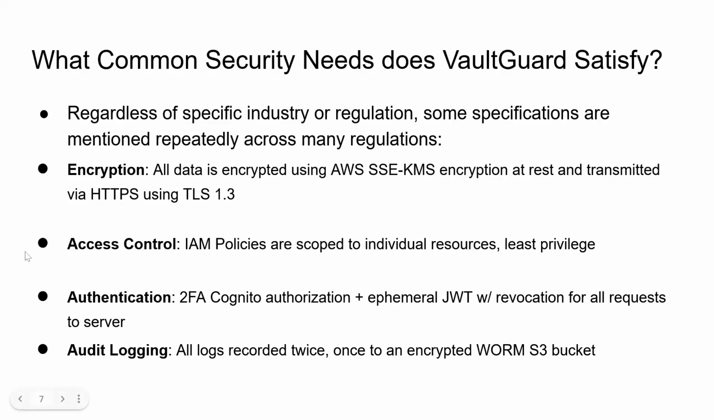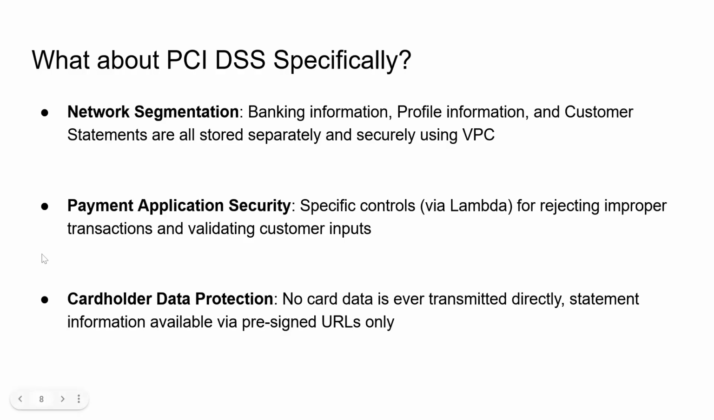Authentication: two-factor Cognito authentication is used to log into the service and get a JSON Web Token, and then a Cognito authorizer is used to actually access any of the services in the app. And all logs are recorded twice, once to CloudWatch, once to a write-once-read-many S3 bucket with encryption and delete protection for auditing purposes.